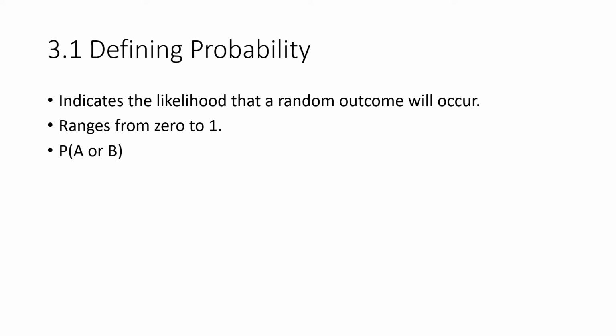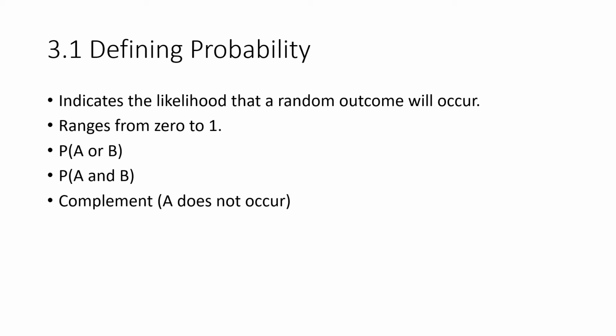We'll talk about how to calculate the probability that if we have two events A and B, that either A or B, or possibly both of them, occur. We'll also look at how to calculate the probability that A and B both occur together. And we'll talk about the complement of an event. If A is an event, the complement of A means that A does not occur, and how to find the probability of the complement.